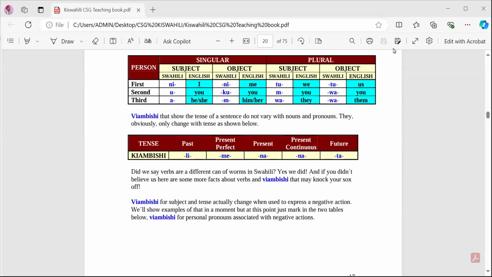Last time we met, we were discussing the subject part of the pronoun, and we said the pronoun in Swahili is called viambishi or kiambishi. Kiambishi in singular, viambishi in plural. This can be a prefix or a suffix. They are called viambishi, and they come before the verb or the main verb.